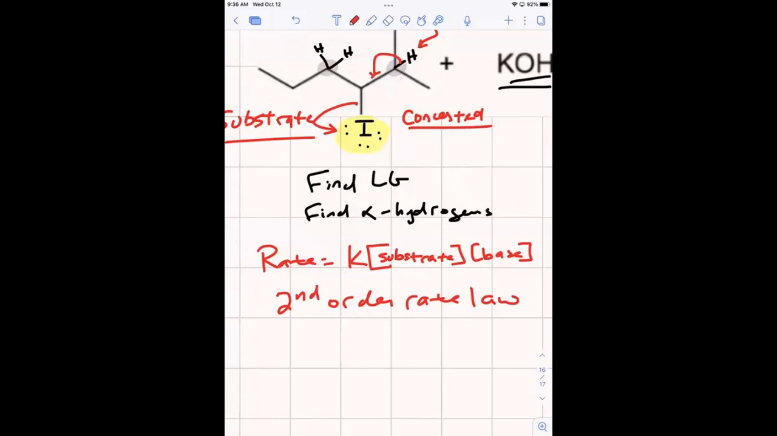And go ahead. Were you asking a question? All right, no problem. Anything you do to the substrate is going to affect the rate. Double it, triple it, cut it in half, quadruple it, sextuple it, whatever. It's going to affect the rate.